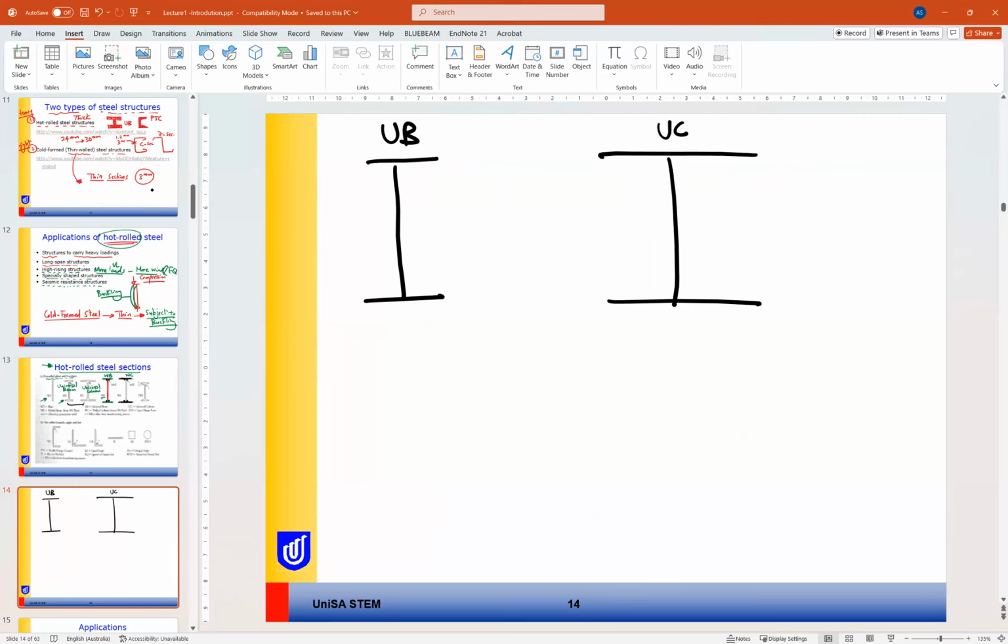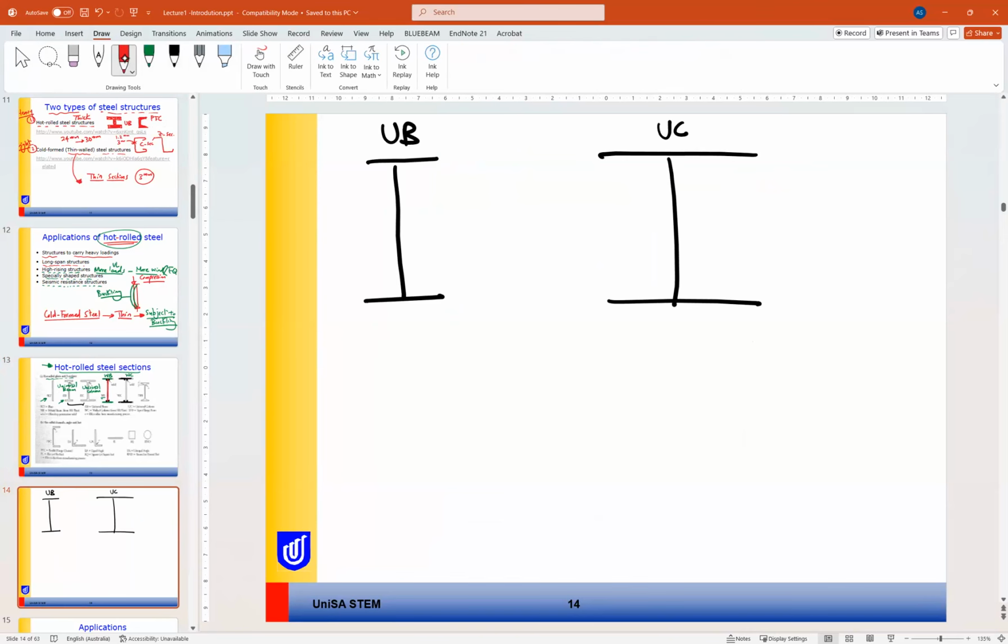Can you see the difference in the shape? Both of them are I or inverted H, but the idea is UB is universal beam. Yes, the flange width. Thank you, Brendan. So the flange width here for UB is small compared to what? The web.